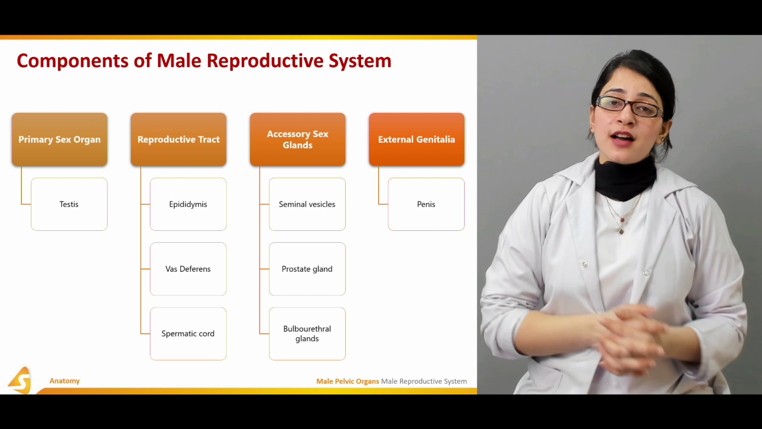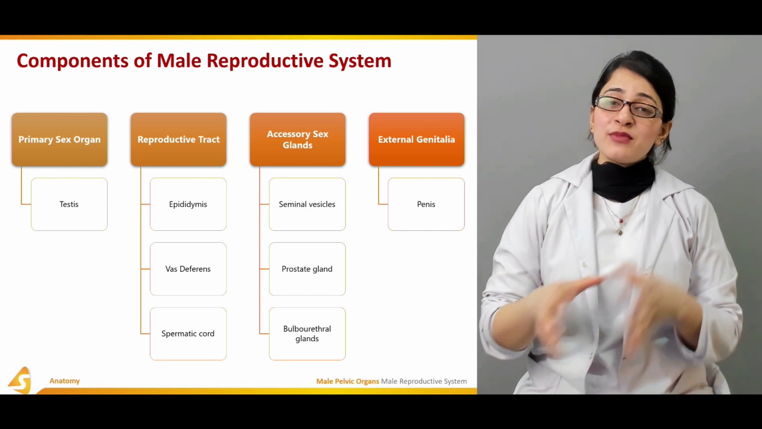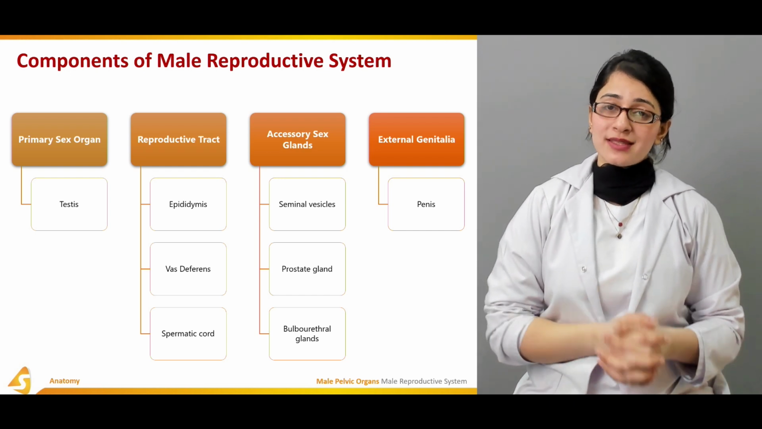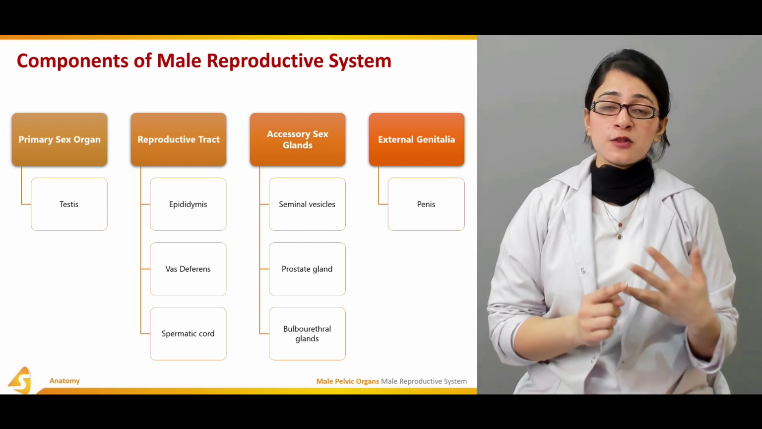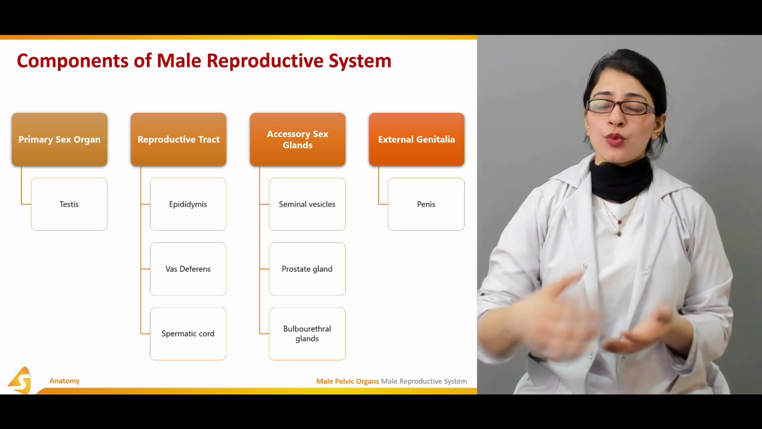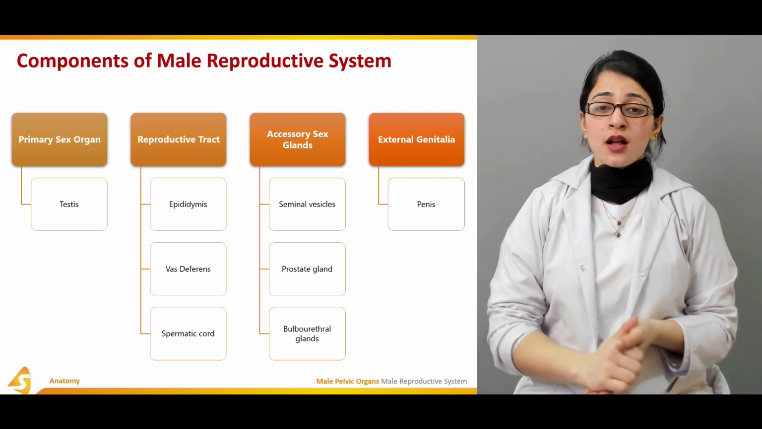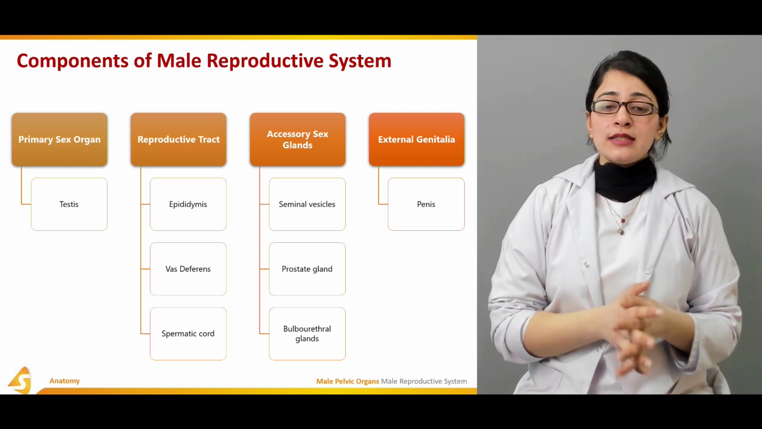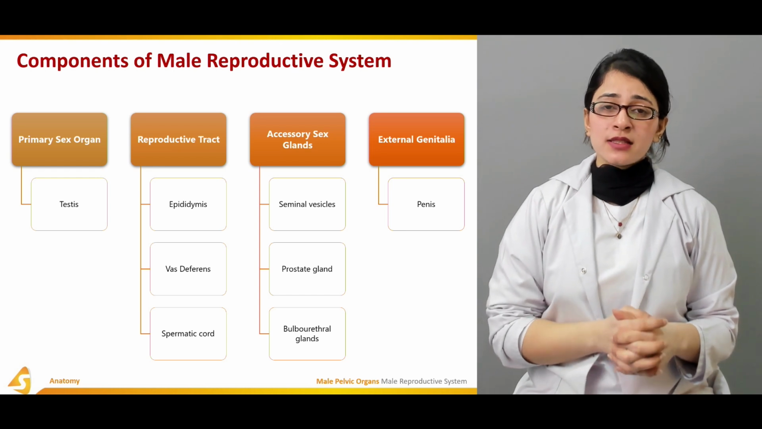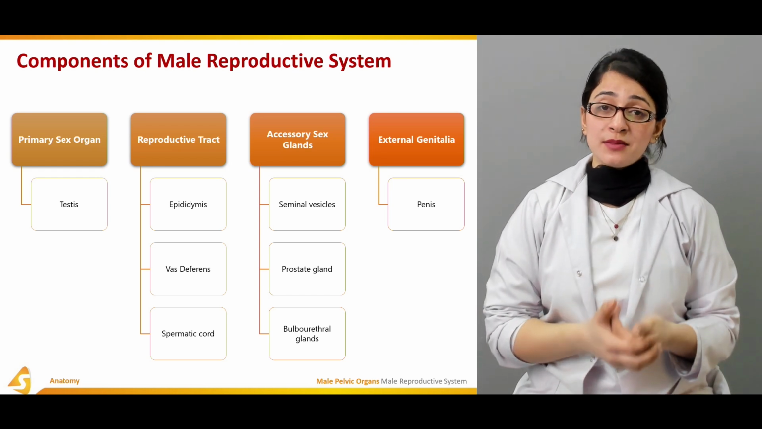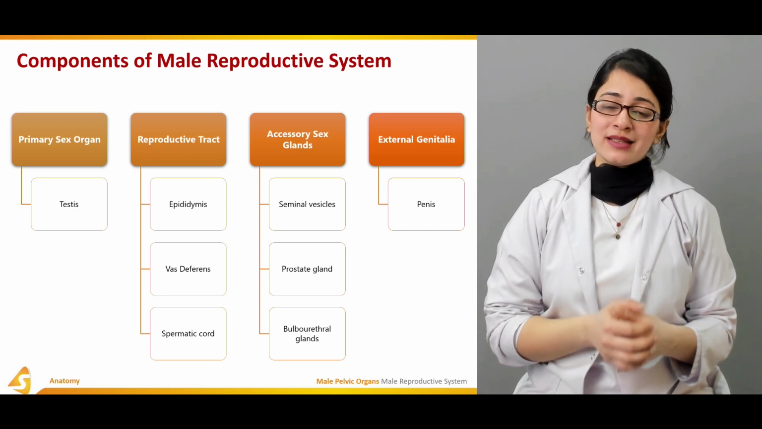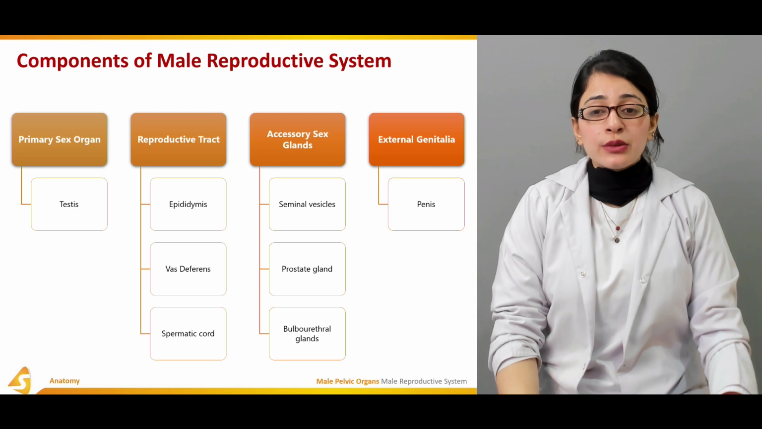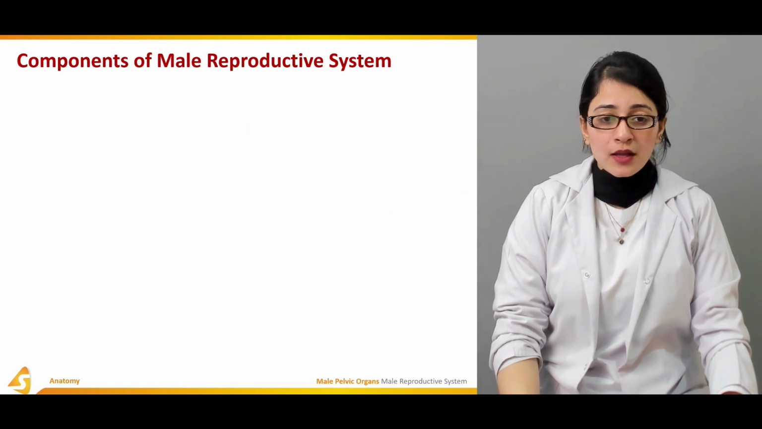The first category is the primary sex organ, which is the testes, present inside the males. The tract involves the epididymis, the vas deferens, and the spermatic cords. The details of these structures will be discussed in later sections. The glands present here are the seminal vesicles, which release the seminal fluid, the prostate gland, releasing secretions, and the bulbourethral gland. And the penis is included in the external genitalia.